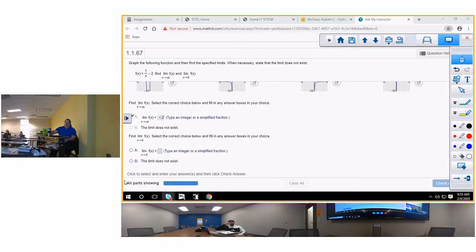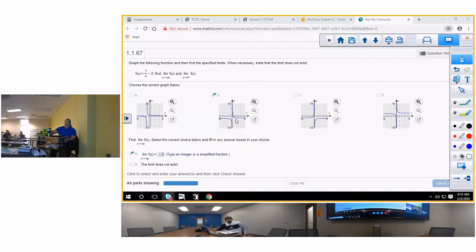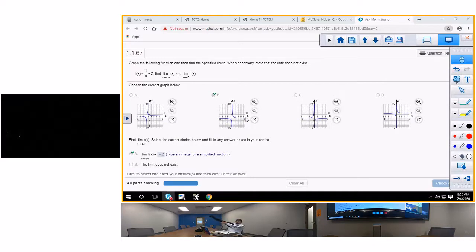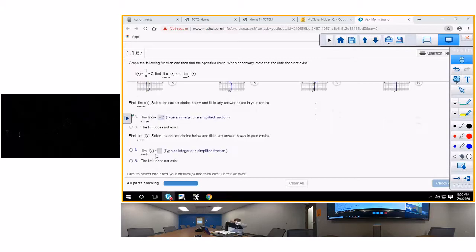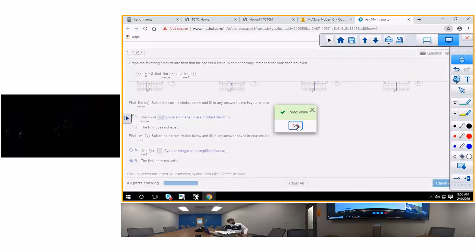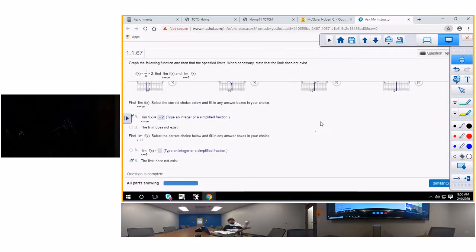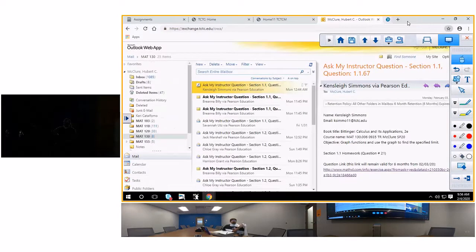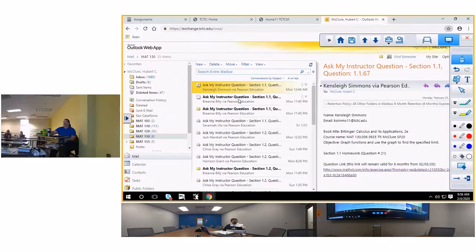All right, what happens when x approaches 0? When x approaches 0, you don't have a limit. There is no y. And you feel good about yourself. That's the test question. Let's see if it's a repeat. Nope.